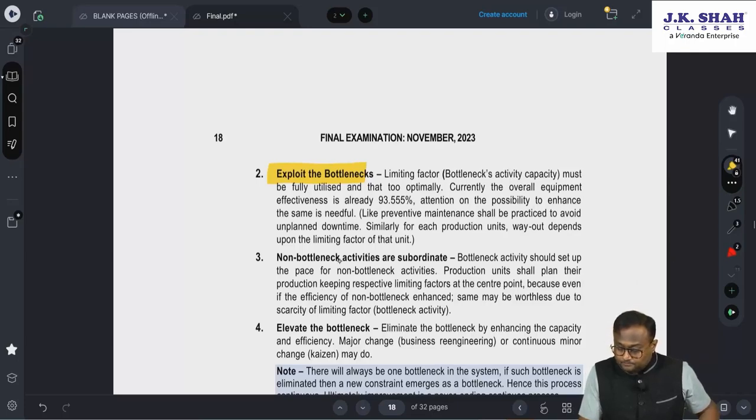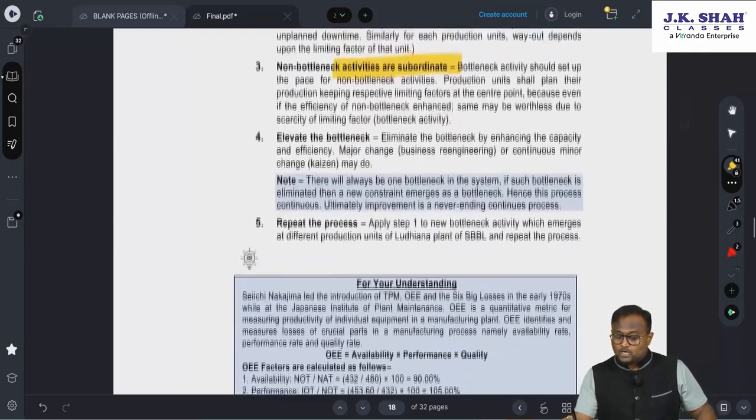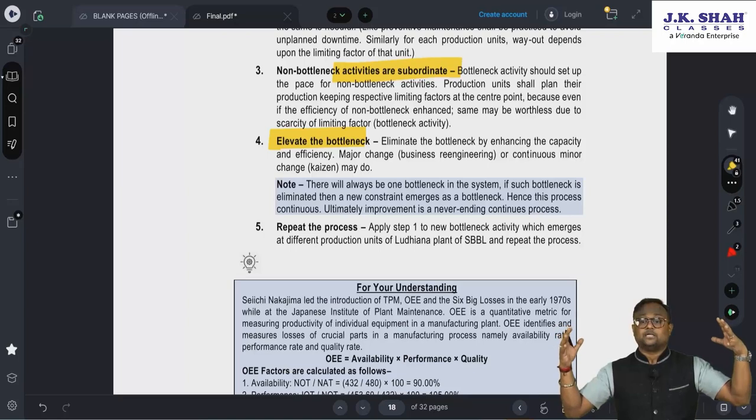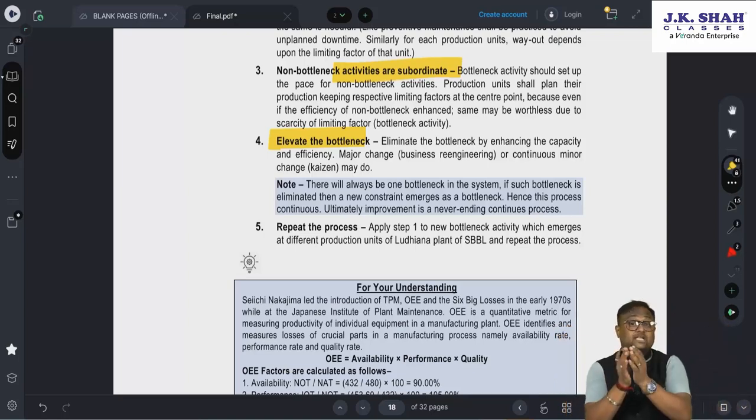And then non-bottleneck activities where there is no scarcity as such, they are to be utilized in a proper manner. Elevate the bottleneck. If you want to elevate the bottleneck, you want to prolong the bottleneck, then you'll have to expand the capacity. There is a bottleneck because there is a limitation.